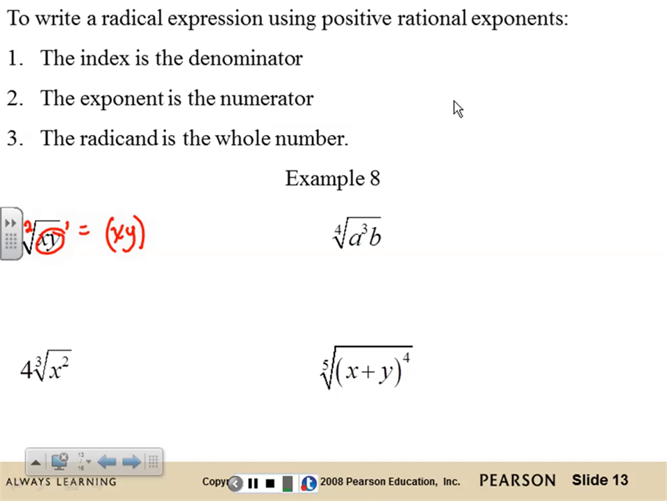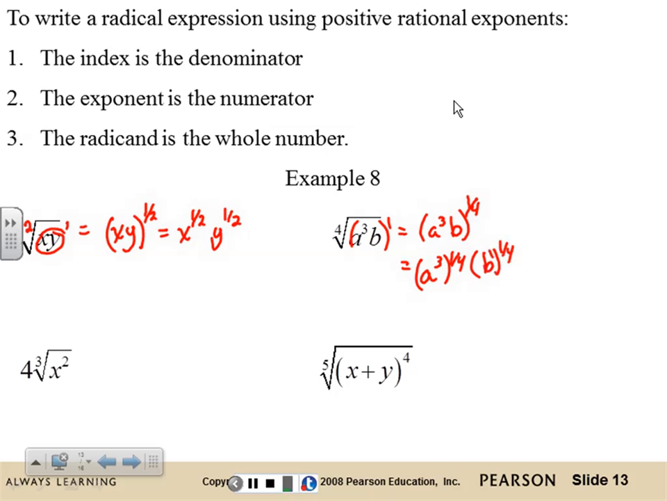So we have x times y raised to the 1/2 power. And then we can separate that, x to the 1/2 times y to the 1/2. Let's try the one on the right. So again, we have a to the 3rd b as my base. And then the power of this whole entire thing is 1 raised to, and then your index is going to be 4, so 1/4. So what we have here is a cubed raised to the 1/4 times b to the 1st, of course, raised to the 1/4. So we're going to have a to the 3/4 times b to the 1/4.